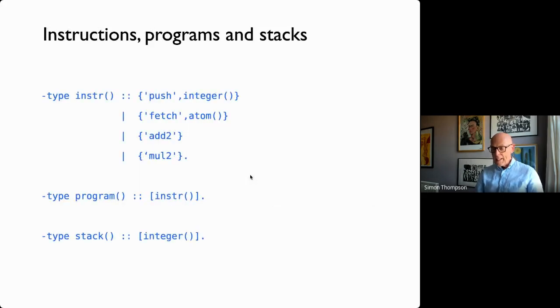So here's how I'm going to represent instructions. I'm going to have a pair, which is a push and an integer, or a fetch and an atom, or something to add two numbers, or something to multiply two numbers. And then a program is going to be a list of instructions. I talked about a sequence earlier, but Erlang has lists built in, so I'll model those as a list. And finally, I'm going to model the stack as a list as well. This is perhaps another example of how valuable lists are as a data type. You can use them for sequences of things, for stacks, for collections. They're a really helpful, all-purpose data type.